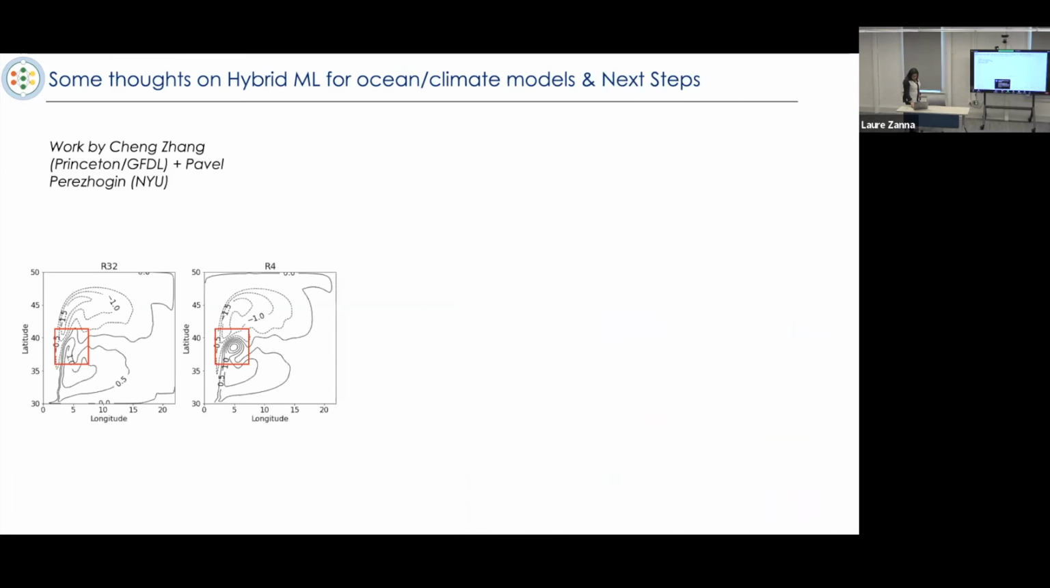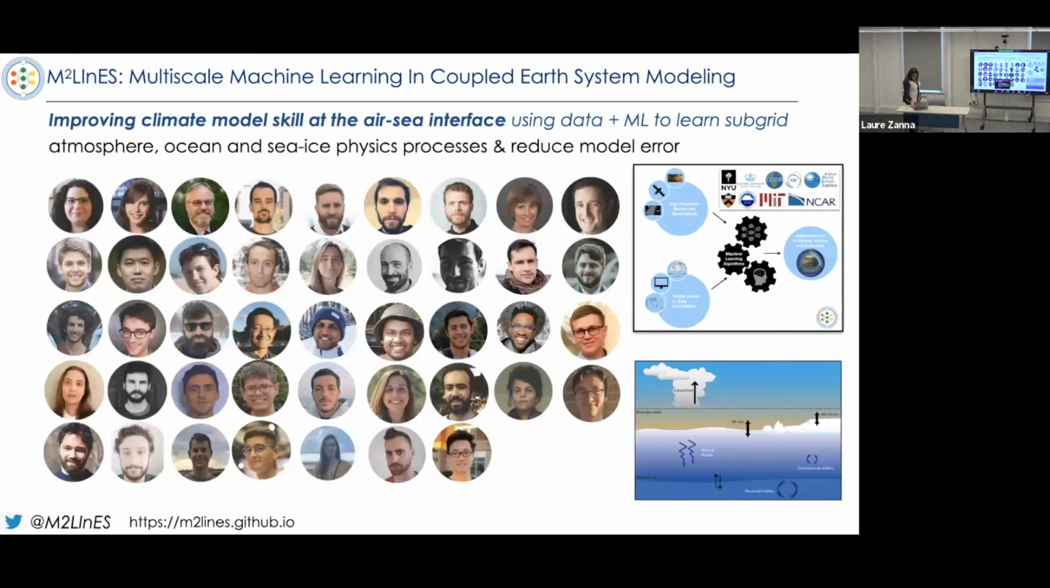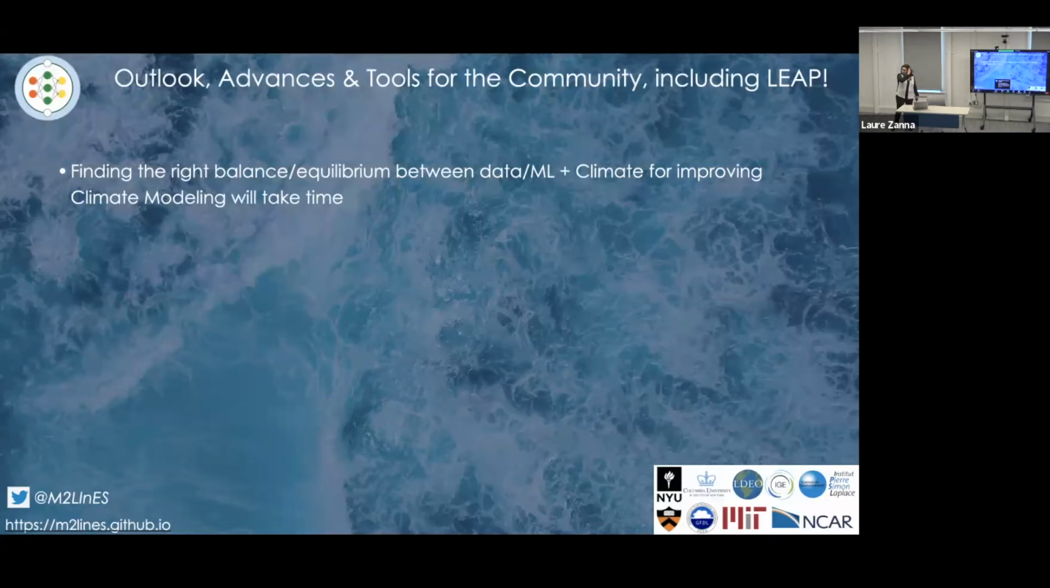So I'm going to skip the implementation, but I just want to say a couple of things. I mentioned earlier that we had a large project called M²LInES, and part of that project has been really trying to find the right balance between machine learning and physics to improve climate models. And I think it's going to take quite some time. And that's why we need a community for it.